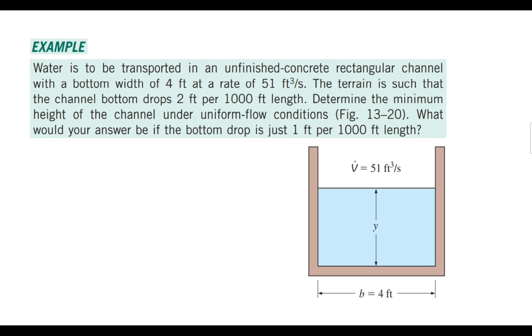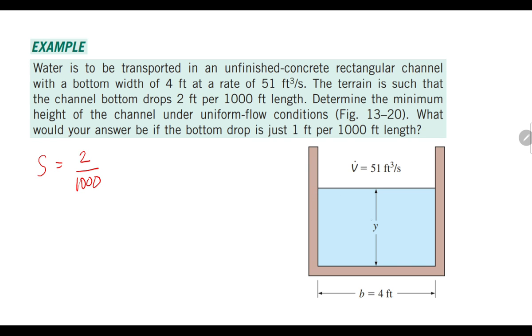So another example: water is to be transported in an unfinished concrete rectangular channel with a bottom width of 4 feet at a rate of 51 cubic feet per second. The terrain is such that the channel bottom drops 2 feet per 1,000 feet. So we have a slope of 2/1,000.